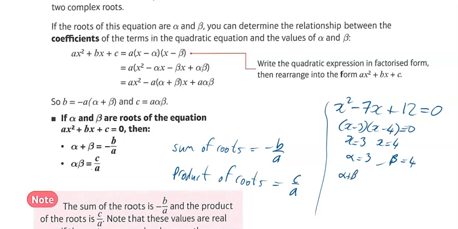Now if we just separate this off and see if this does work, alpha plus beta would be equal to 7. So that means alpha plus beta equals minus b over a. Let's see why that is, because b itself is minus 7, a is 1. So minus minus 7 is just 7, divided by 1, which gives you 7. So it does work. Let's check with the products. Alpha beta is going to be equal to 3 times 4, which equals 12, and that should be equal to c over a. c is 12, a is 1, 12 over 1 is 12, so it does work.